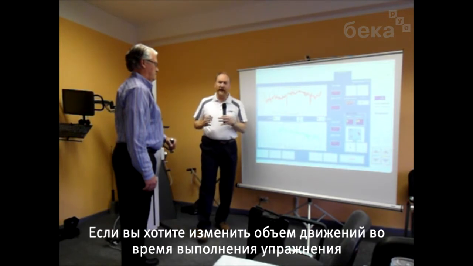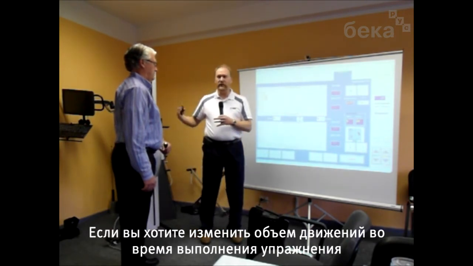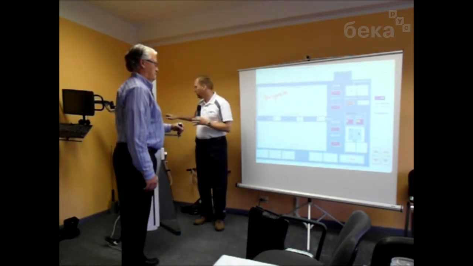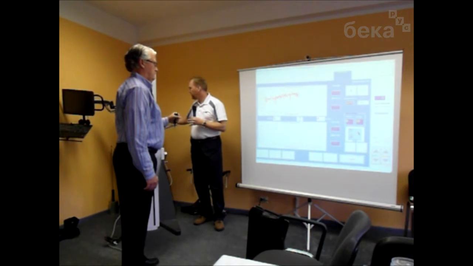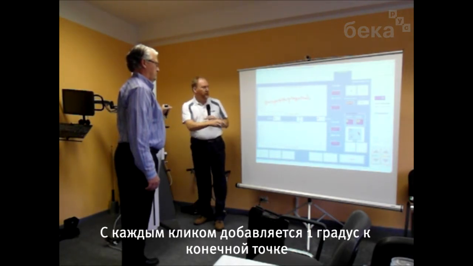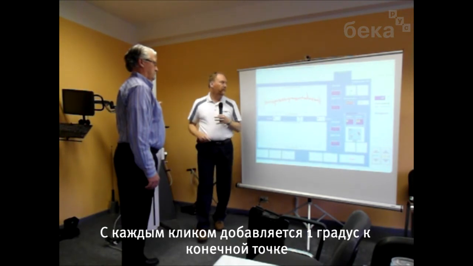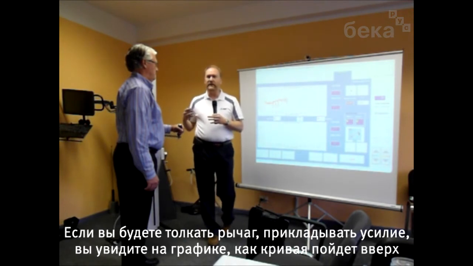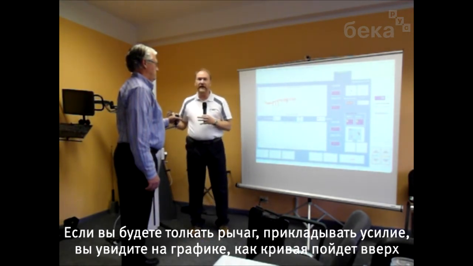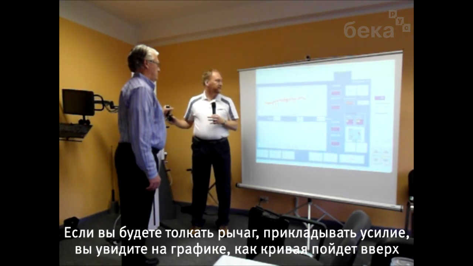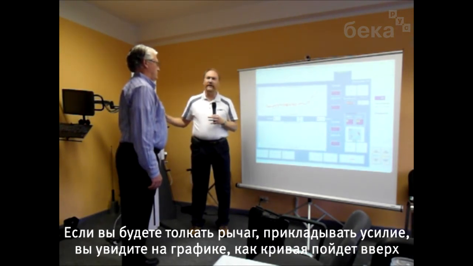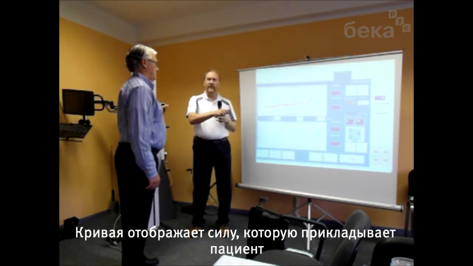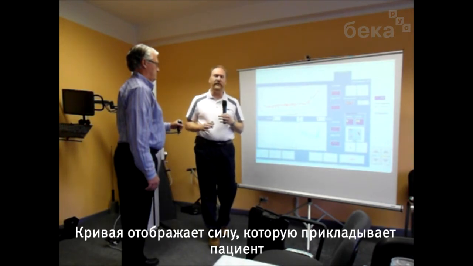If you want to change the range of motion during the exercise, because eventually the limb will loosen up, you can add degrees of range by using the plus button. So if I click on plus, every time I click it, it adds 1 more degree of range to the end point. Now if you're pushing somebody into a tightness in the joint, a tightness of the end range, what you usually see is the graph curving up like that. You'll see it go up because it's pushing into tightness. This line represents the force that the machine sees as it's pushing the limb through the range of motion.